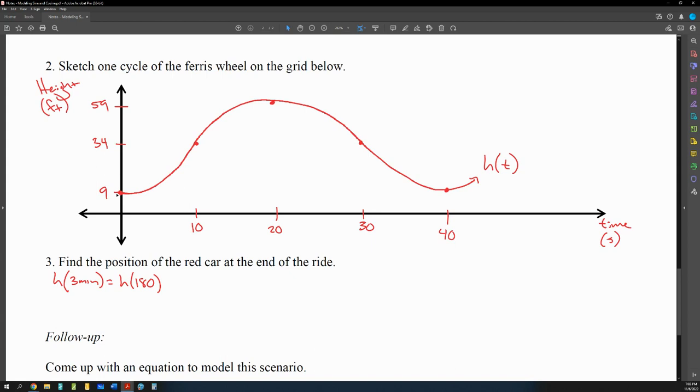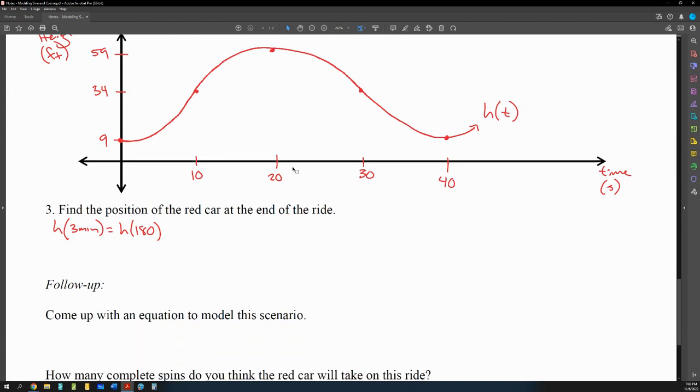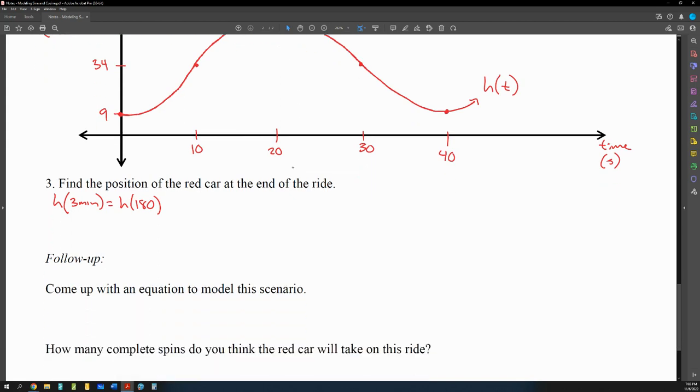180 is 20 seconds greater than 160. So we're going to move forward in the cycle 20 seconds later. And at 20 seconds later than 160, we're at a maximum of 59 feet. So we know that h of 180 seconds is 59 feet. And so what does this represent? This is at the top of the Ferris wheel.